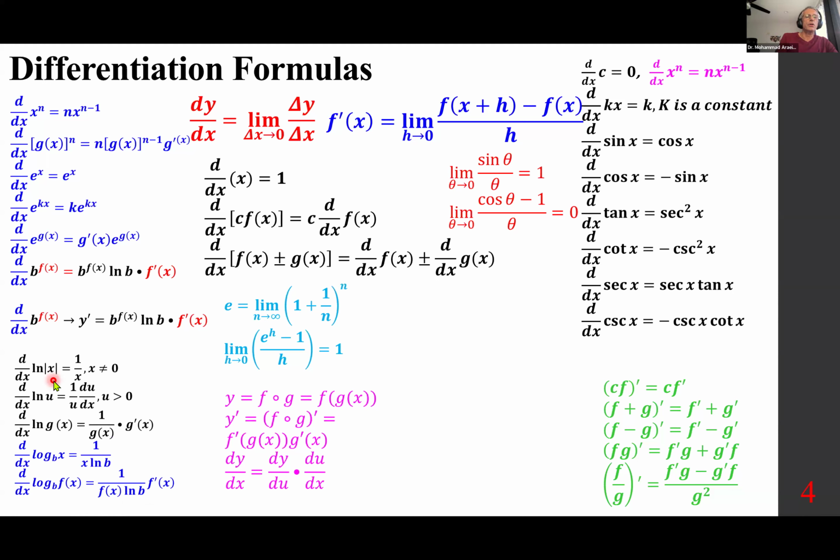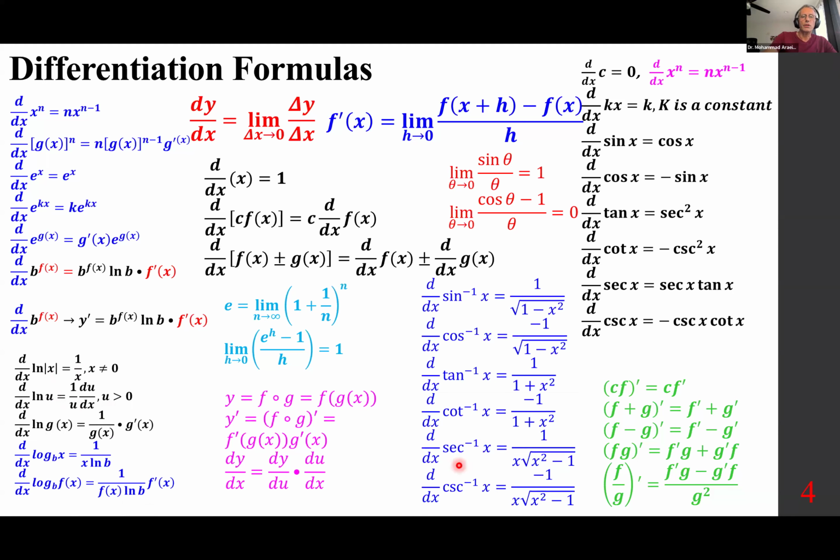The derivative of natural log is 1 over x. So if it's ln of u, it's 1 over u times du/dx. If it's ln of g of x, it's 1 over g of x times g prime of x, and so on. And these are inverse trigonometric functions.